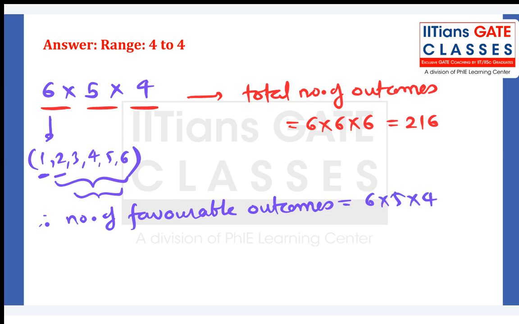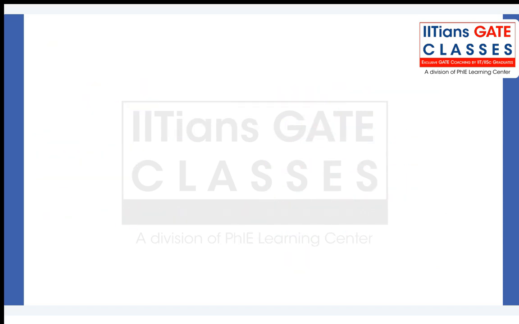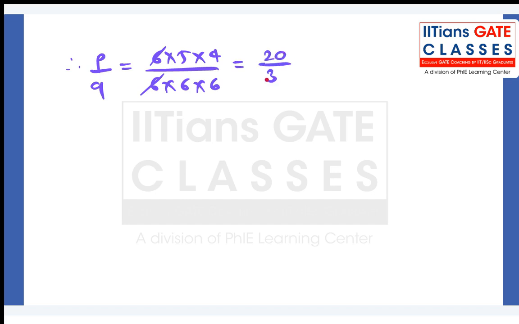Okay, and now we have to take the probability, that is favorable by total. And that probability is given by P by Q, right? So therefore, you can write P by Q as 6 into 5 into 4 divided by 6 into 6 into 6. Okay, so one 6 gets cancelled. Now this is 20 by 36. But they are saying P and Q have to be co-primes. So 20 and 36 have 2 as a common factor, so that is not correct. So you have to reduce this further: 5 by 9. Okay, you can't go below that.